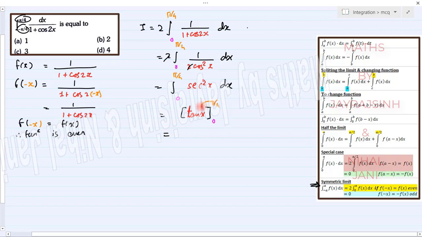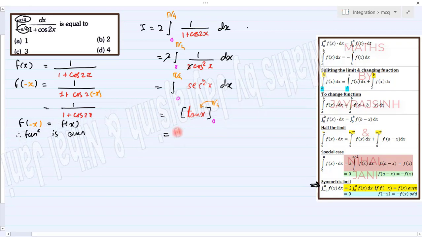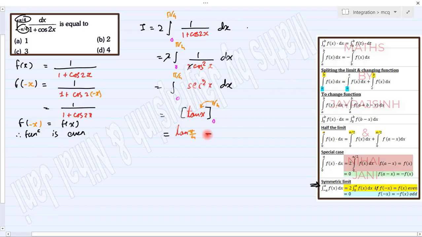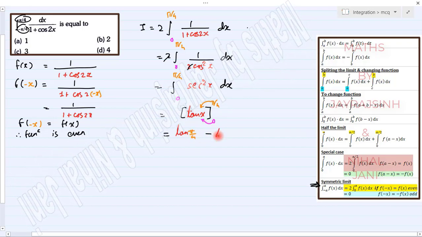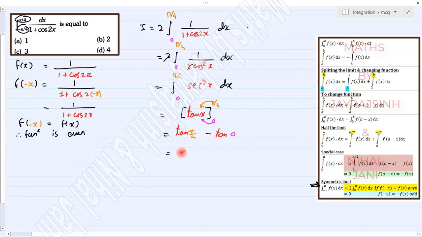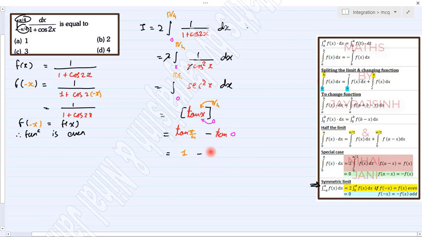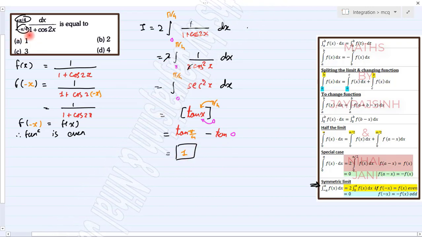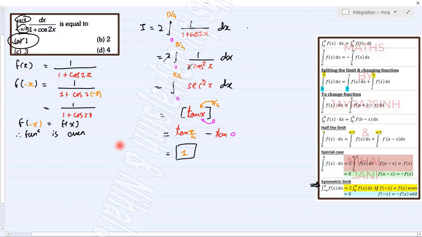Now let's substitute the limit. From the upper limit, we will get tan pi by 4, and from the lower limit, we will get tan 0. The value of tan pi by 4 is 1 and tan 0 is 0. So your final answer is 1, which is given in option A.